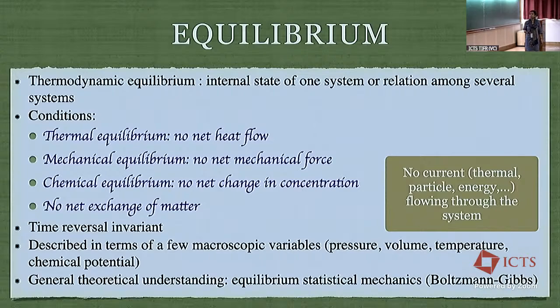So essentially, equilibrium means that there is no current flowing through the system, whether energy, thermal, particle, or probability. No kind of current is flowing through the system. Equilibrium systems are more or less well understood. From a thermodynamic point of view, they are described in terms of a few macroscopic variables like pressure, volume, temperature, chemical potential, etc. They are also understood from a statistical mechanics point of view, from a microscopic point of view, in terms of Boltzmann-Gibbs theory.